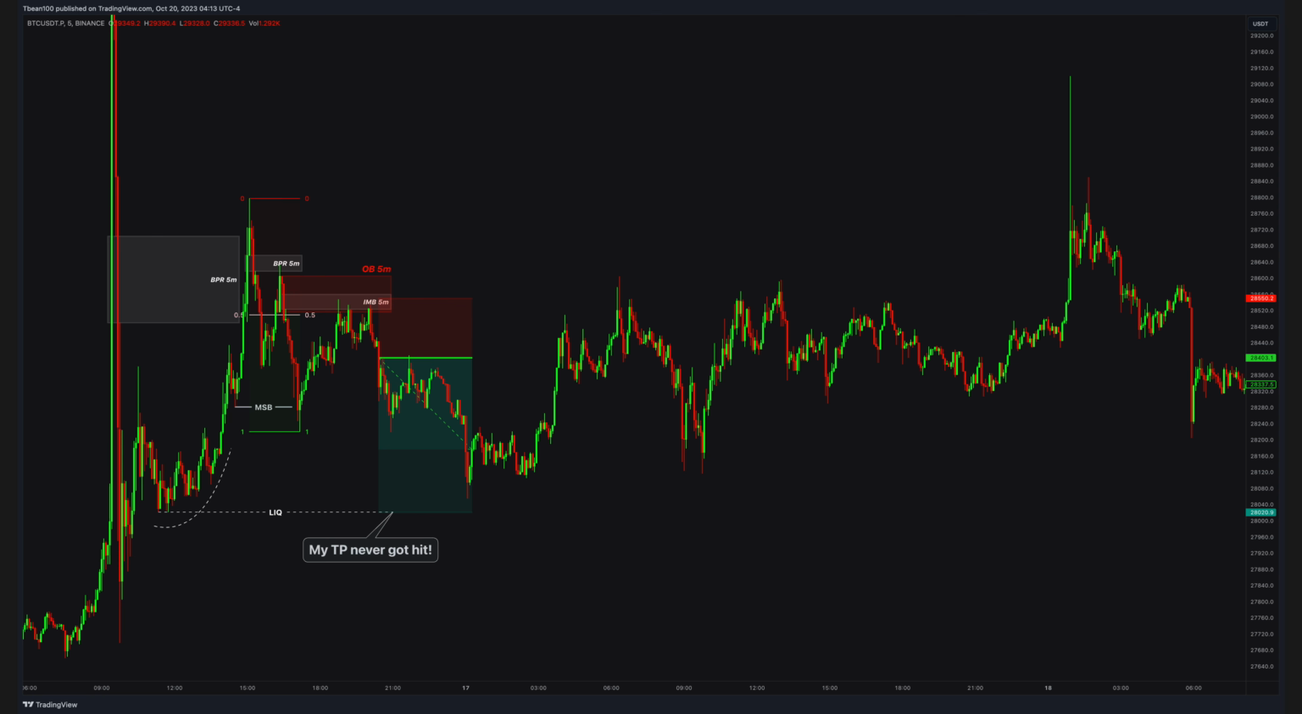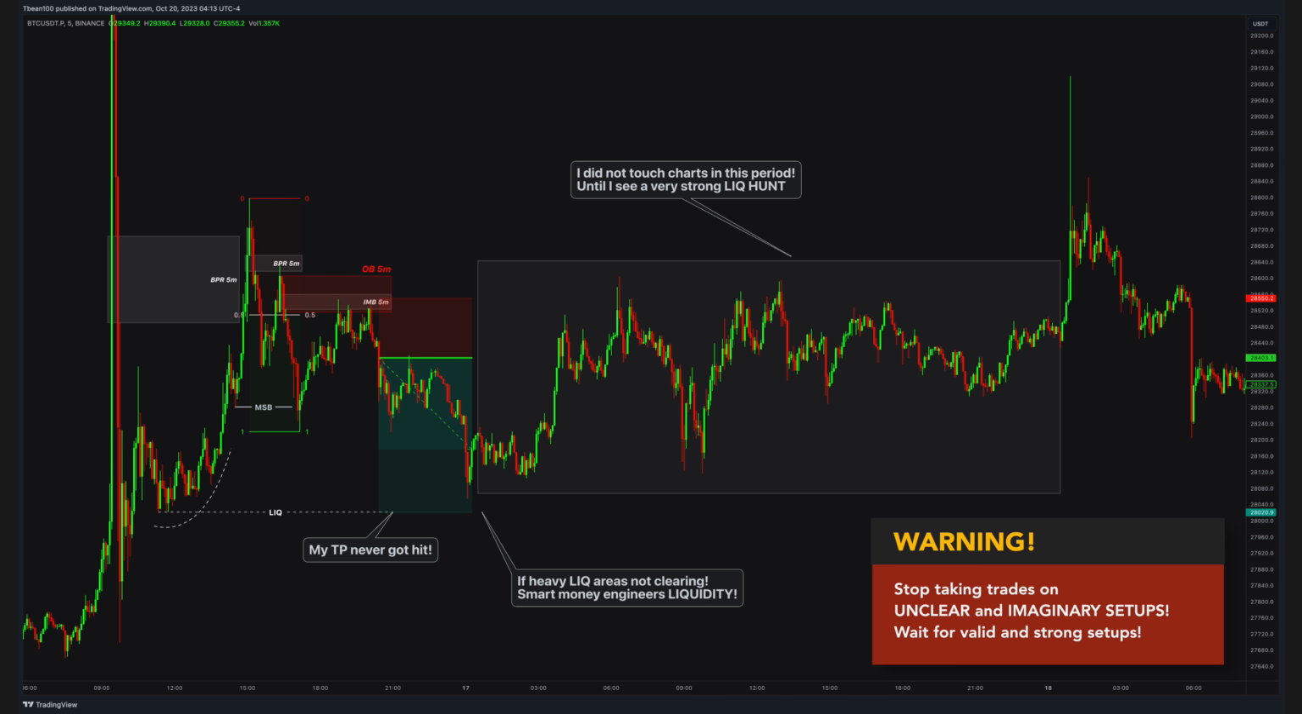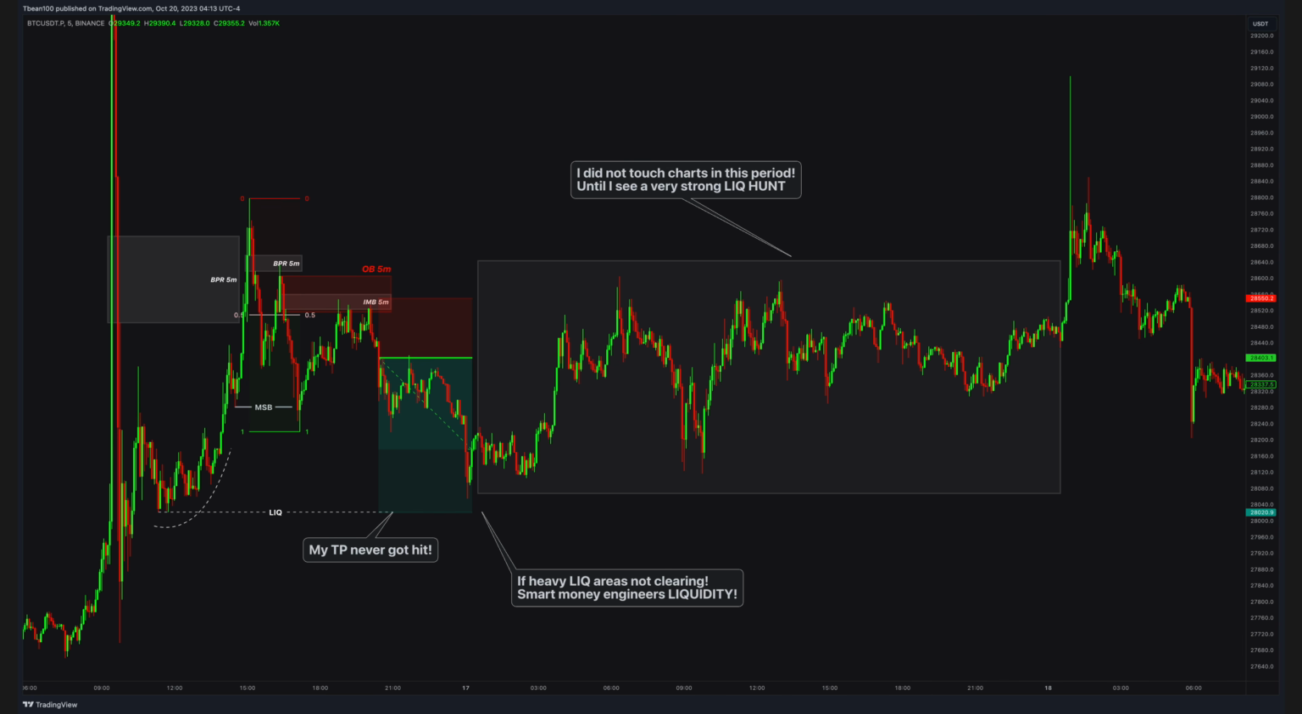Now remember this: if the price never hits your targets, it probably starts to engineer liquidity. It will build a lot of equal lows and highs. If that is the case, just leave it. Leave the charts. Wait for an extreme liquidity hunt which clears all stop losses. Do not become the liquidity itself. Then take your trade. Do not force your trades.